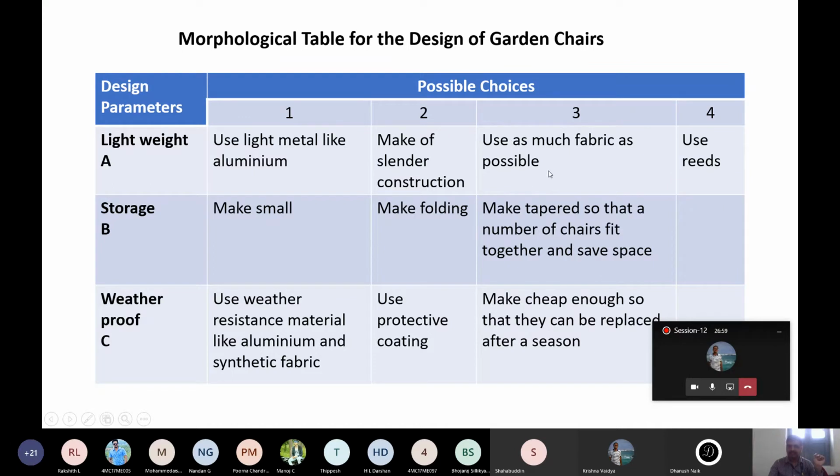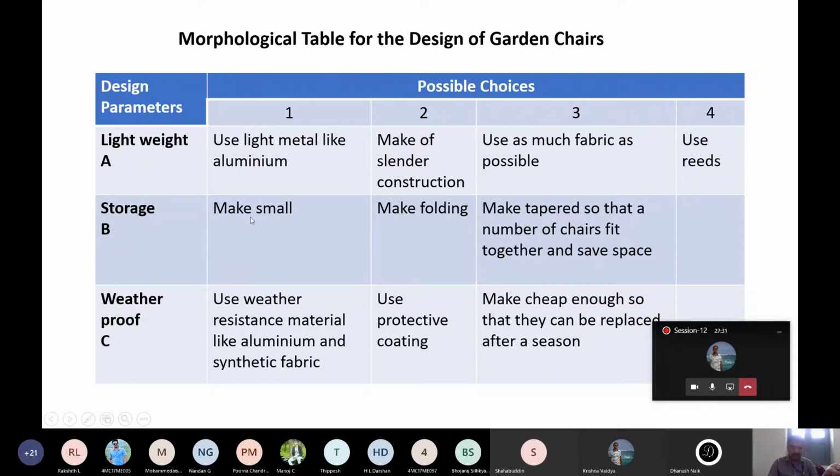Then use as much fabric as possible. Instead of going for heavy materials, you can make use of fabric. You have seen some chairs made of cloth. Then use reeds. Reeds are like bamboo; it is a plant which belongs to the family of grass. So that is the reeds.